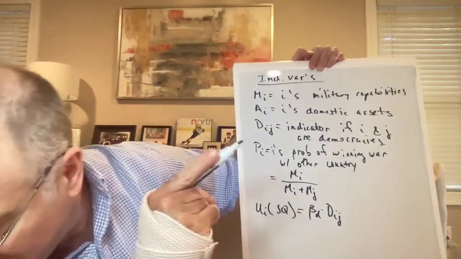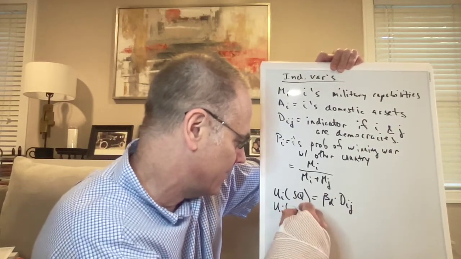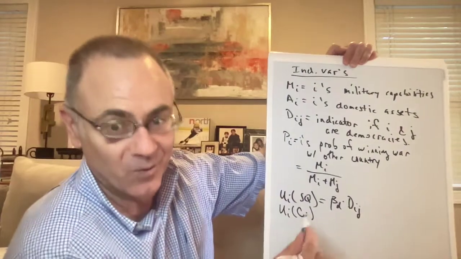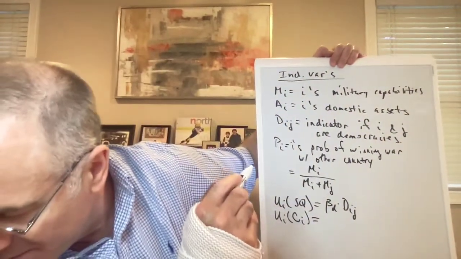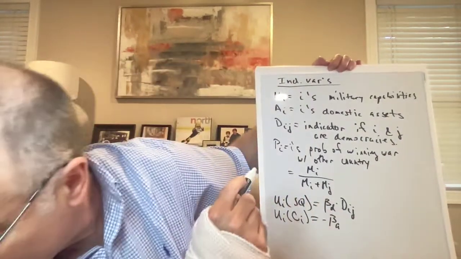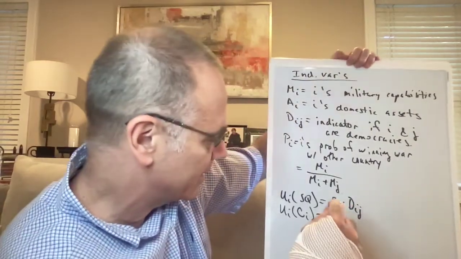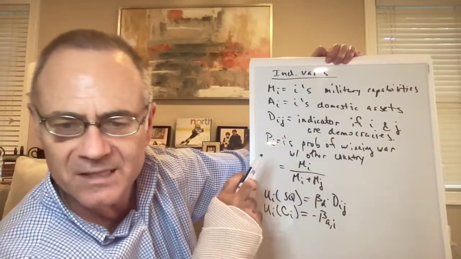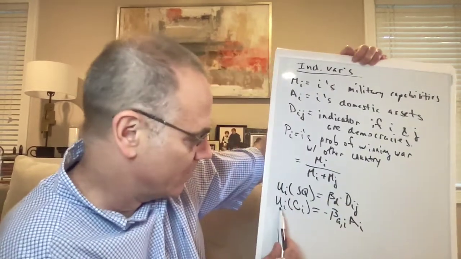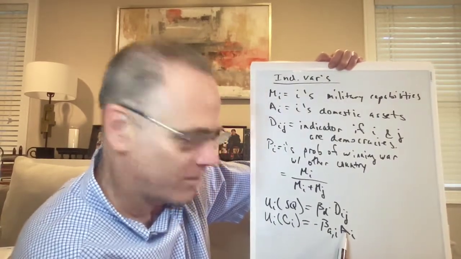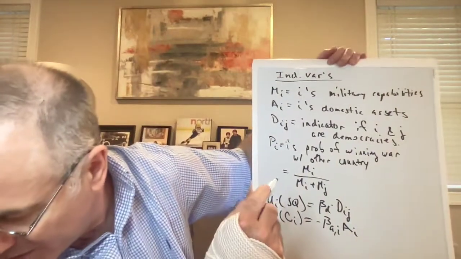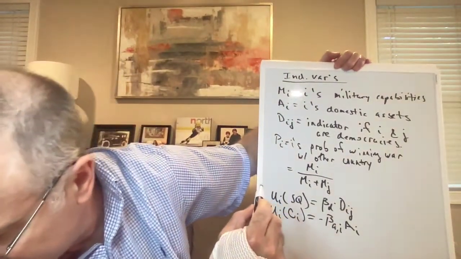U_i of C_i. If I'm country i and I capitulate, what is my utility? It is negative beta_A times A_i. Signorino puts an i on the beta, so I guess the two countries can have a different beta; I might have made them the same beta. If you capitulate, you lose all your non-military assets, so the utility is negative beta_A times that. Now U_i of C_j. Let's see.